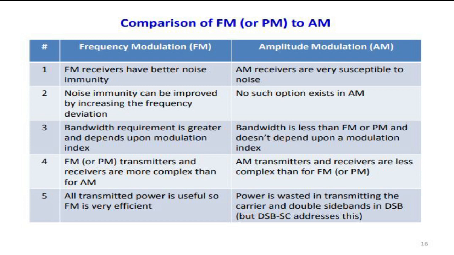FM or PM transmitters and receivers are more complex than for AM, while AM transmitters and receivers are less complex than for FM or PM. In FM, all transmitted power is useful, so FM is very efficient, while in AM, power is wasted in transmitting the carrier and double sidebands in DSB, but DSB-SC addresses this.